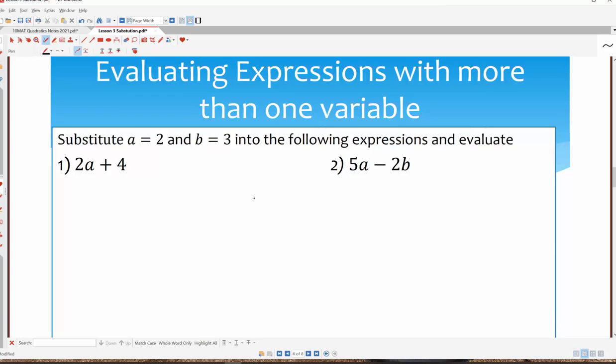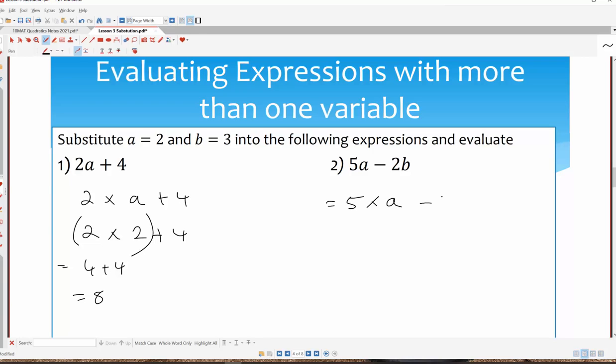We can evaluate expressions with more than one variable, nothing changes. So substitute a equals 2 and b equals 3 into the following expressions and evaluate. This one here, 2a plus 4. I'm going to substitute 2 in for a. What about b equals 3? In this case, it doesn't matter. So let's rewrite this in expanded form: 2 times a plus 4, 2 times whatever a is, which we've been told is 2. Bracket for emphasis, equals 8.